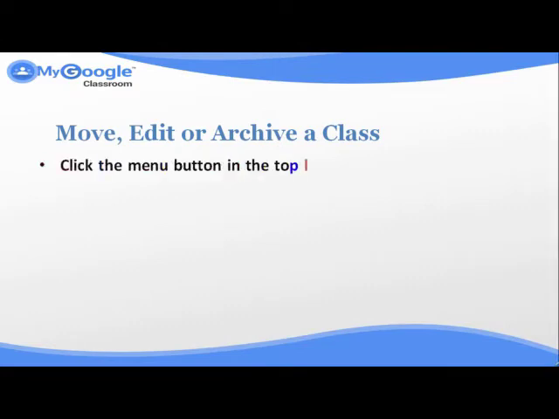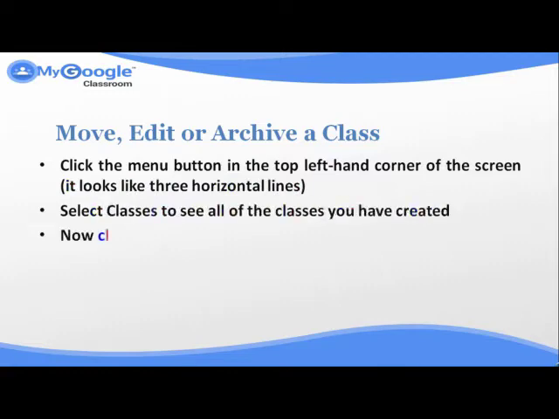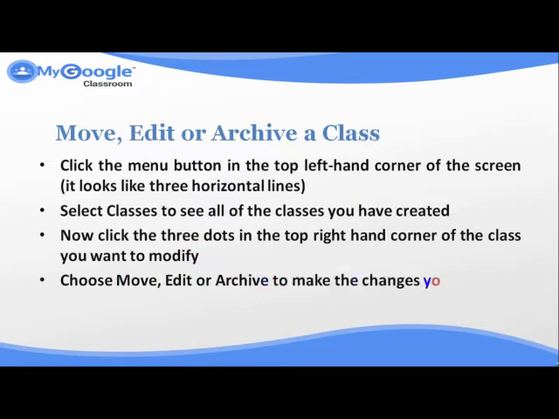Click the menu button in the top left corner of the screen. It looks like 3 horizontal lines. Select Classes to see all the classes you have created. Now, click the 3 dots in the top right-hand corner of the class you want to modify. Choose Move, Edit, or Archive to make the changes you need.